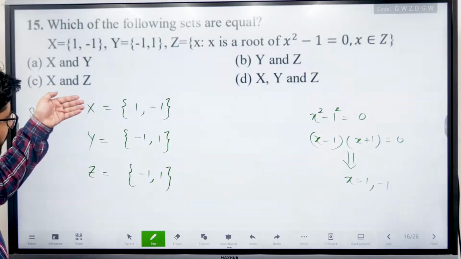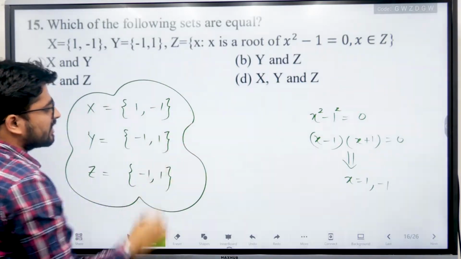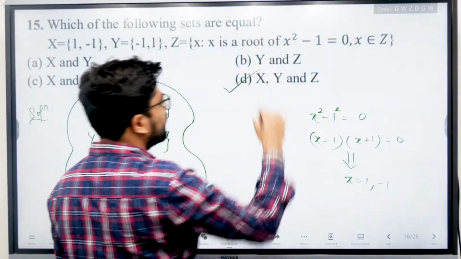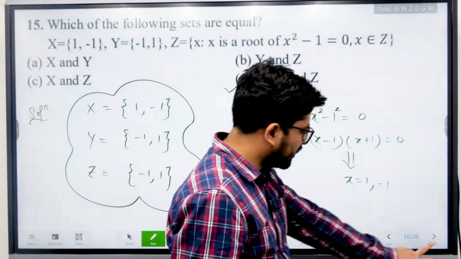If you observe X, Y and Z, all these three sets contain exactly the same elements. So you can say all the three sets are equal. So the question is, which of the following sets are equal? X, Y and Z. So D is the correct one. Got it? Next one.